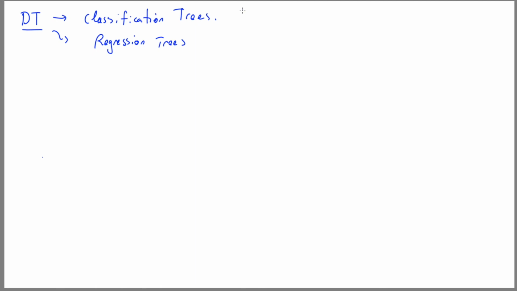Well, let me just illustrate what happens. Let's imagine a regression problem. Let me just call it feature X. So this is a one-dimensional problem, and here's your Y. Let's say that you have some kind of data that looks like this.